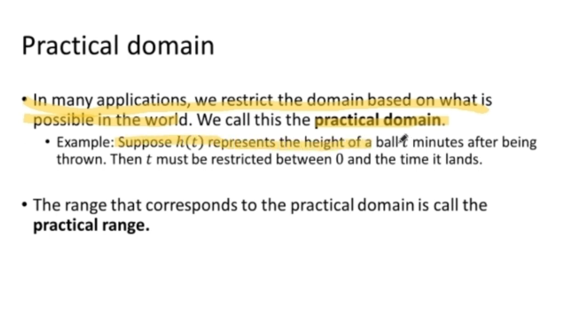Suppose that h of t represents the height of the ball t minutes after being thrown. Since t represents the amount of time after the ball is thrown, it wouldn't make sense for t to be negative, because when t is negative, nothing's happened yet. The ball hasn't been thrown. So our first restriction is that t has to be 0 or larger.